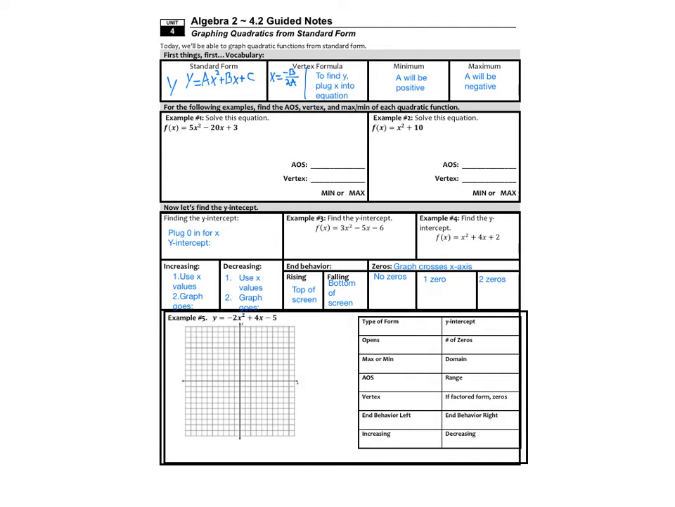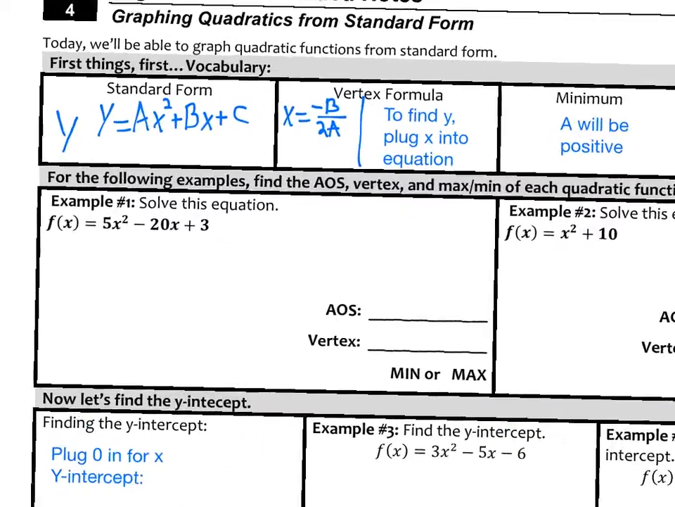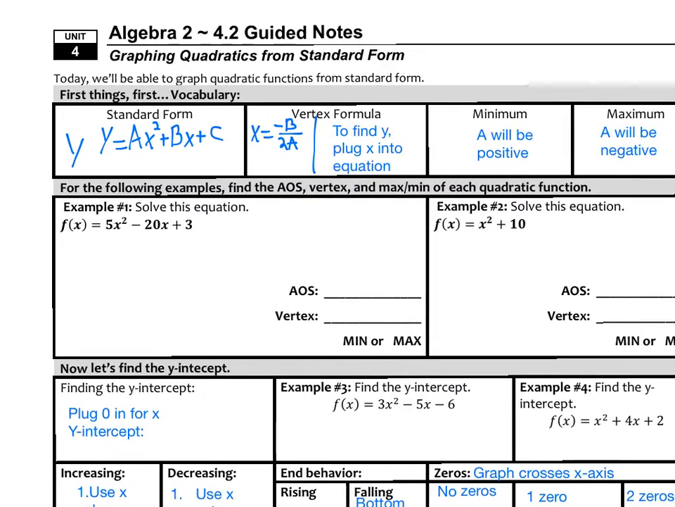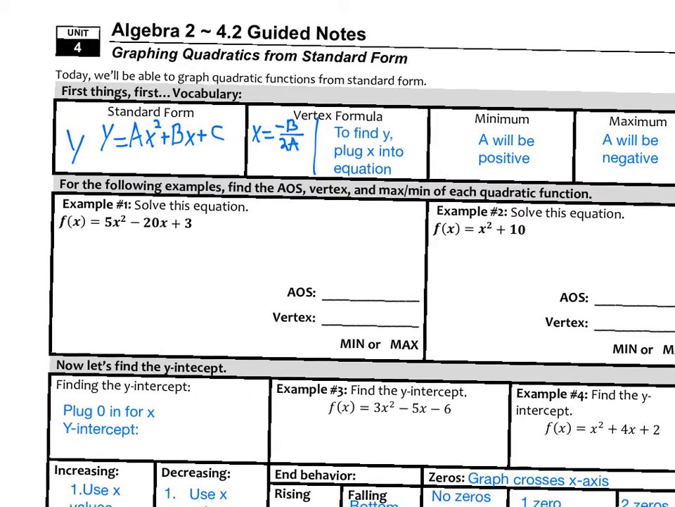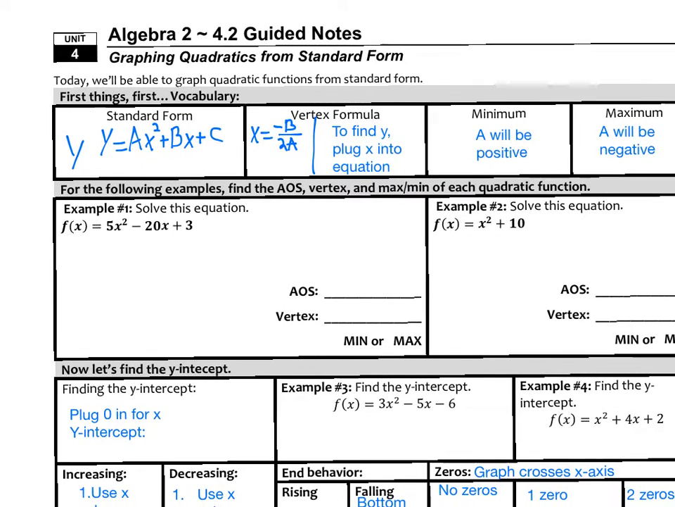All right, welcome. We are starting to learn how to graph when a quadratic is in standard form. So I want to talk about what standard form looks like. I have some terms here. Standard form is y equals ax squared plus bx plus c.